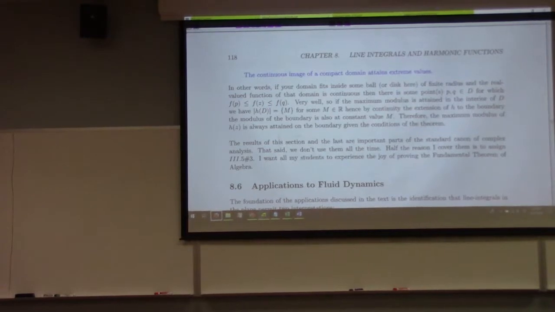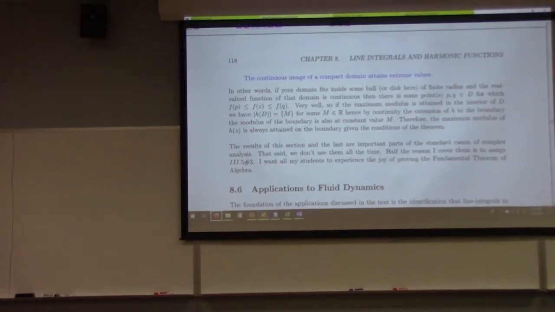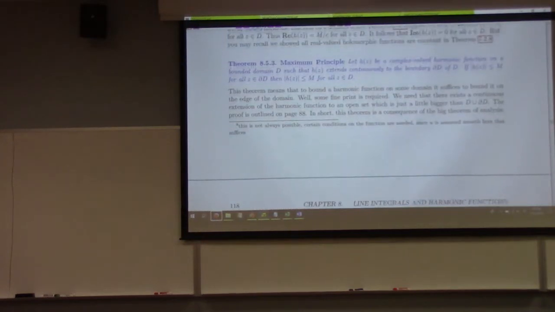So if the maximum modulus was attained in the interior of D, then the modulus of the function over the domain is just constant at M. And by continuity, the extension of h to the boundary, the modulus on the boundary, is also the constant value. The maximum modulus of h of z is always attained on the boundary given the continuity.